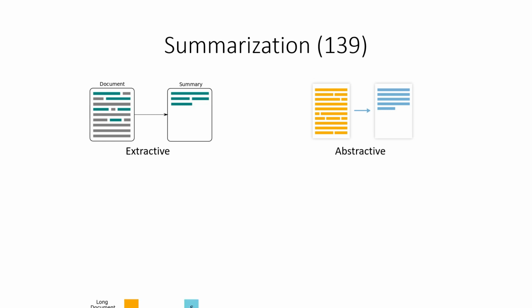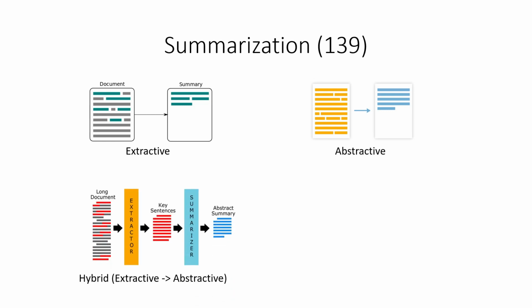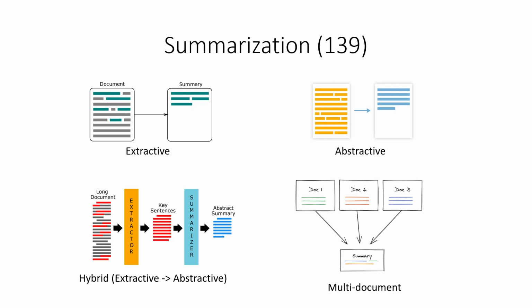These two methods may be combined together in a hybrid approach. First, an extractive model is used to create a summary out of pieces of the original document, and then a second abstractive model is used to rewrite the summary into something that's more fluent. Summarization may be applied to a single document, or it may be applied to summarize multiple documents into one summary.